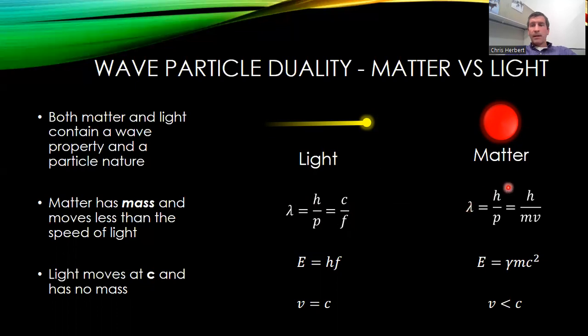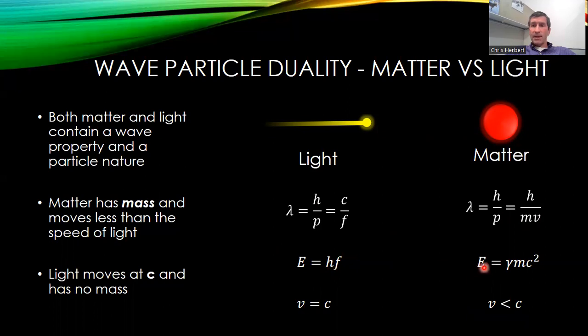De Broglie's hypothesis established that matter particles, particles with mass, have a wavelength also of Planck's constant divided by the momentum. And of course, because they have mass, we can write the momentum as mv. Likewise, each of these particles has an energy associated with it. For light, the energy is equal to h times the frequency. Because there is no mass here, that is really the energy associated with the particle.